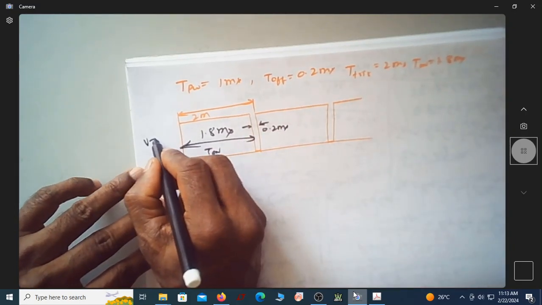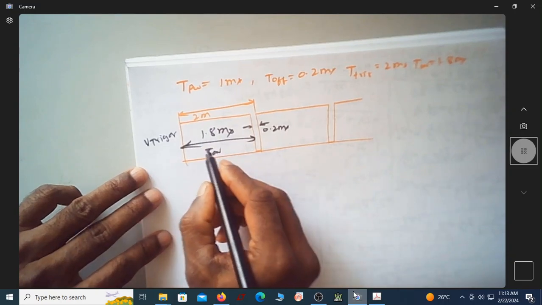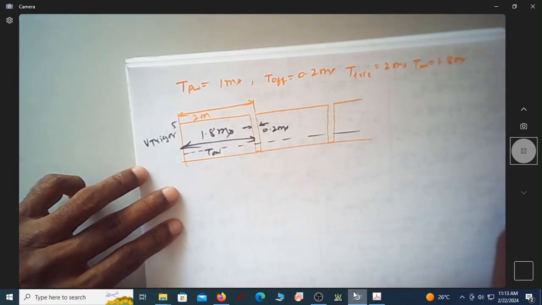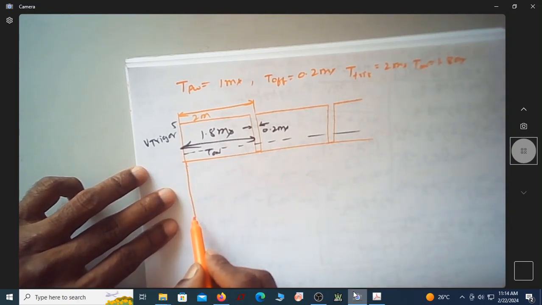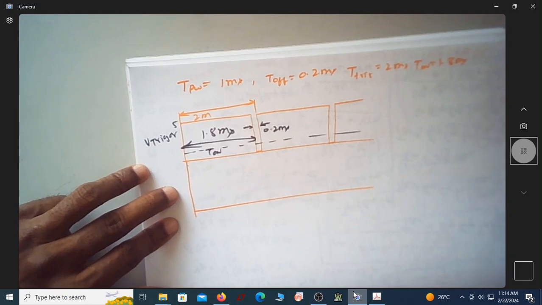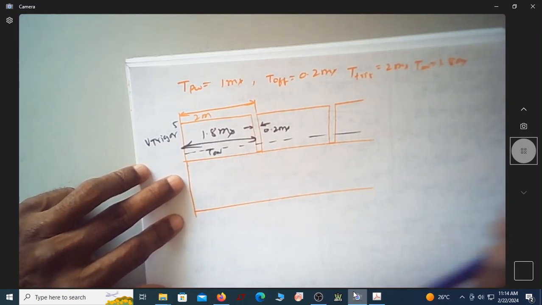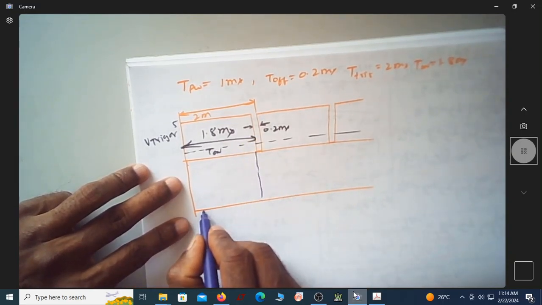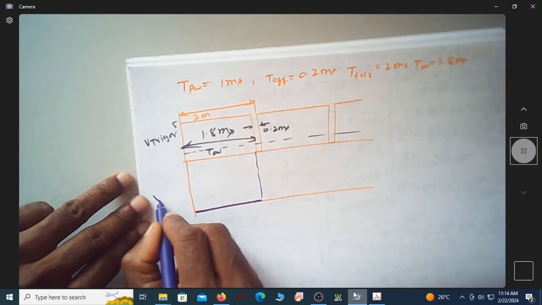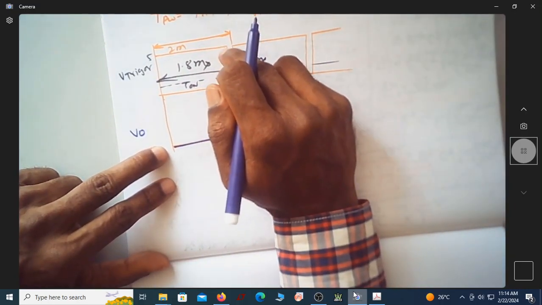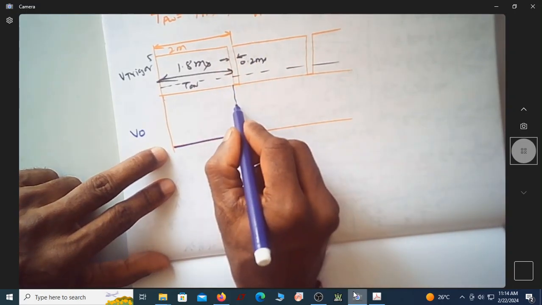If this is V trigger, this is 5 volt, assume that this is VTL. Now how will my output look? My output should look like this, because the pulse width is 1 millisecond. Since I have applied a signal, it is less than VTL only at this point. So till this point output voltage is 0, this is my V0. Once the trigger signal goes below VTL, output goes high.